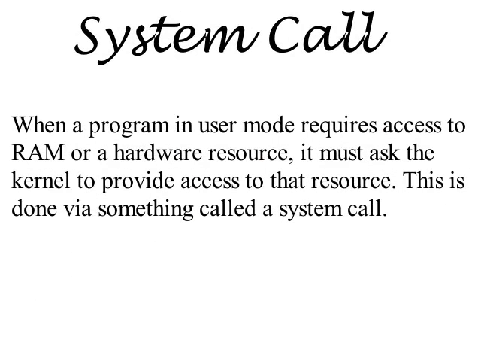You search the system call, you have the text result. When a program in user mode requires access to RAM or a hardware resource, it must ask the kernel to provide access to that resource. This is done via something called a system call.